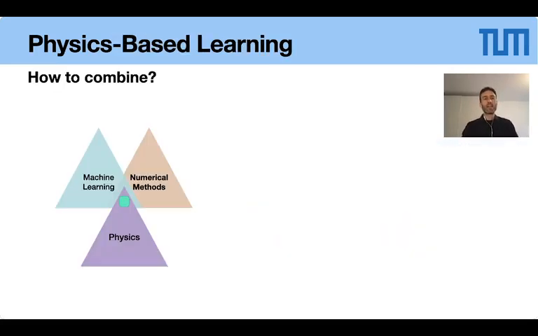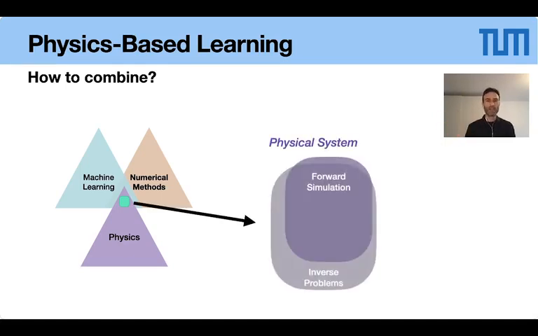Yeah, so in this intersection, I also want to point out that we can distinguish different types of problems. It's good to mention before coming to the specific examples later on. So we have our physical systems, we have forward simulations where we set up a simulation with initial conditions, typically then let it evolve over time.